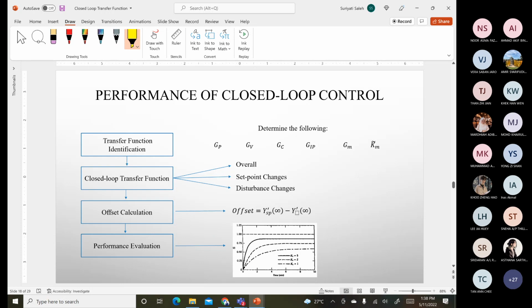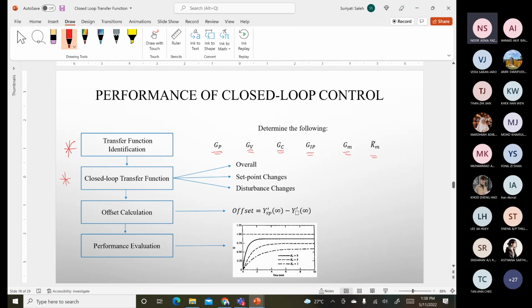So here, this is the starting point where we start with the transfer function identification. We identify which transfer functions are involved for our problem. We determine and obtain the Gp. What is our Gv? What kind of controller? Do we have the transducer? Do we have the measurement and the set point transmitter? We collect the information. Once we obtain the information, then we employ the closed loop transfer function.